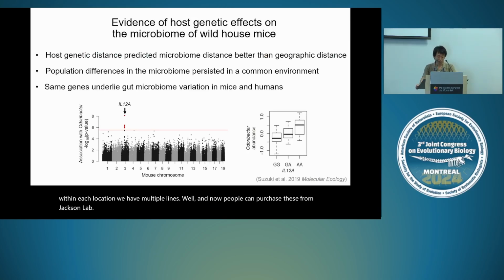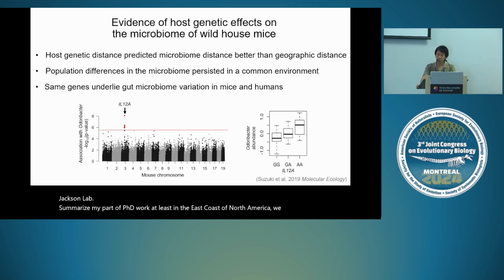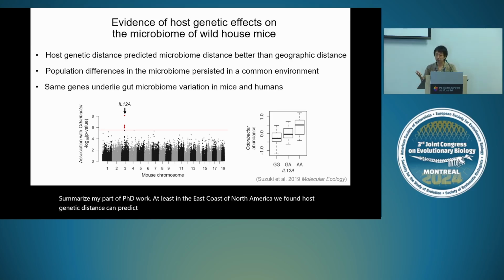To summarize my part of the PhD work, at least on the east coast of North America, we found host genetic distance can predict the microbiome distance better than geographic distance. And once you bring these animals back to captivity, we found that population differences in microbiome persist in this common environment. And when we run genome-wide association studies using microbiome measurements as the trait, we can find the same genes underlying both mouse and human microbiome. I found this very exciting because it suggests that there can be common genetic mechanisms across mammals to exclude and recruit certain microbes, right?